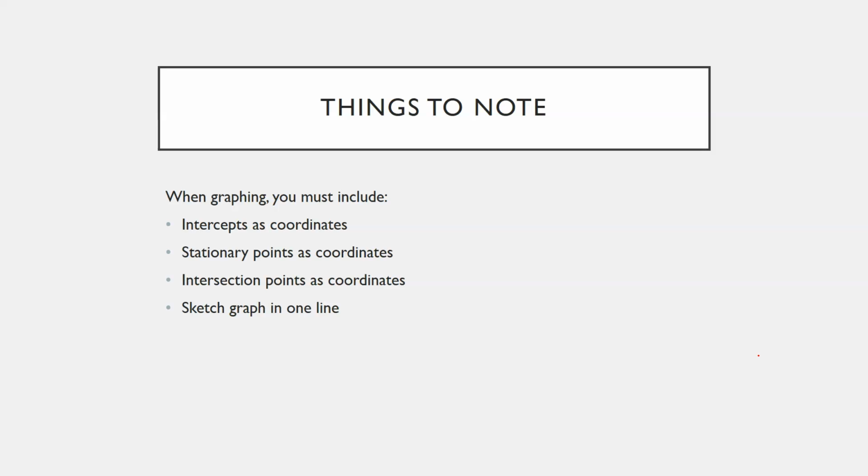When you're graphing, you must include intercepts as coordinates, stationary points as coordinates, and intersection points as coordinates, and you should also sketch your graph in one line. Now, if you're doing past exam questions, you'll notice that in earlier exam papers, they didn't say to give it as coordinates. However, in later ones they have. You should always give coordinates, regardless of whether they say to or not. It's simply good practice.